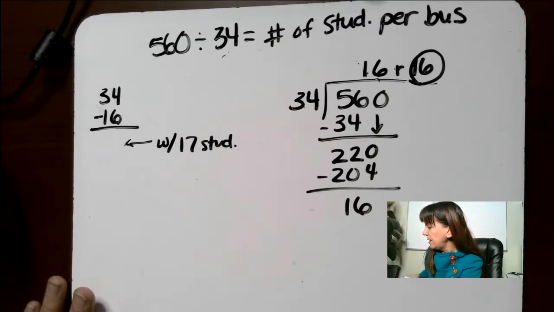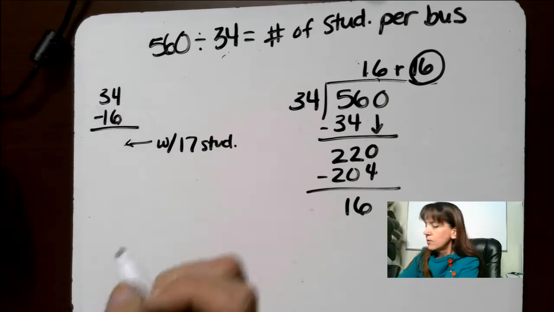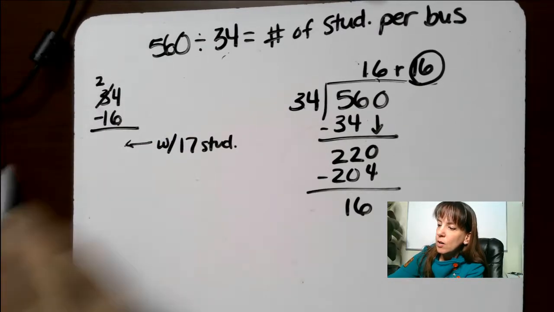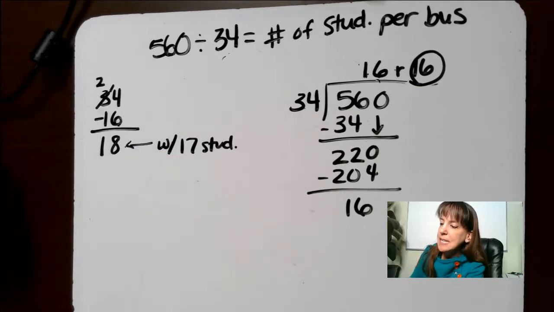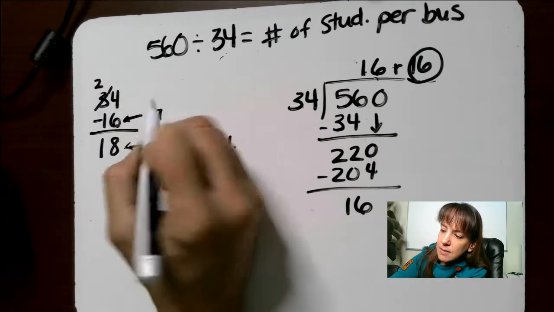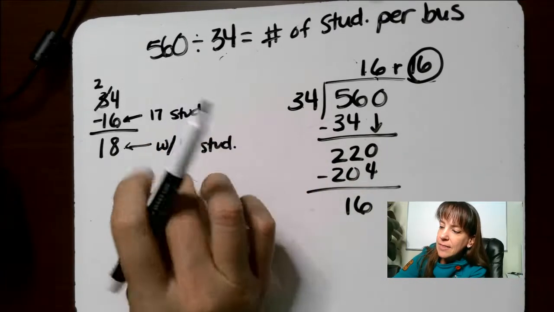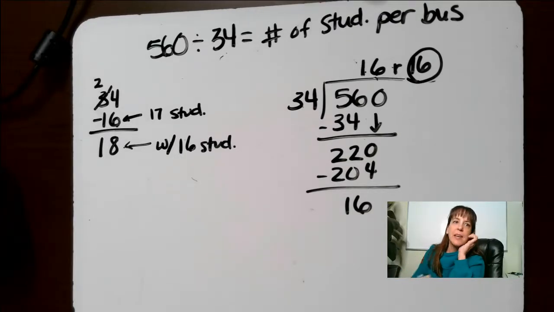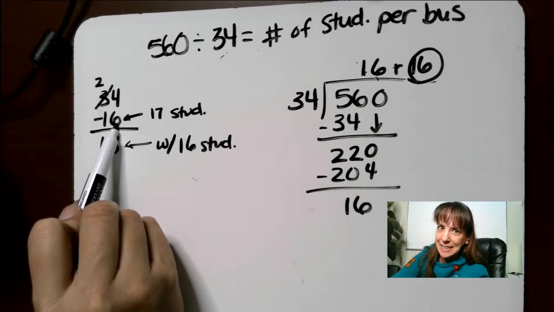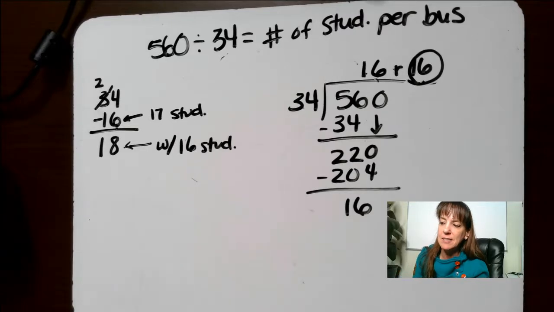So if we take a look at that, we have 18 buses with 17 students. I think this is hard because it's 16 and 17 repeated. And then this one will be with 16 students, because we're minusing 16, which is the remainder over here. And that will give us our 18 buses.